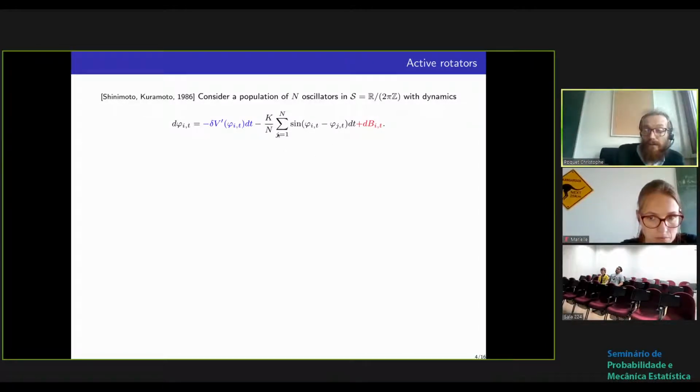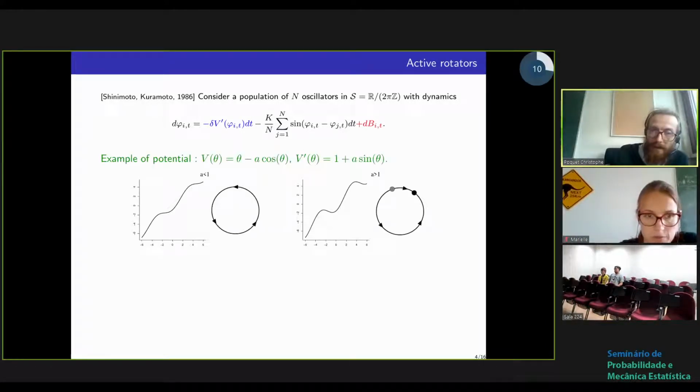For the interaction, if you're on the circle, you cannot take a linear interaction as we did before. You cannot just define minus k times phi_i minus the sum of the phi_j. But you can, for example, take k over n, the sum of sine of the difference of the phases. And if you take minus one here, the rotators will want to attract themselves. They will be attracted to more or less the mean of the phases.